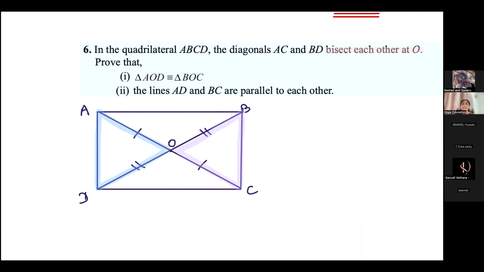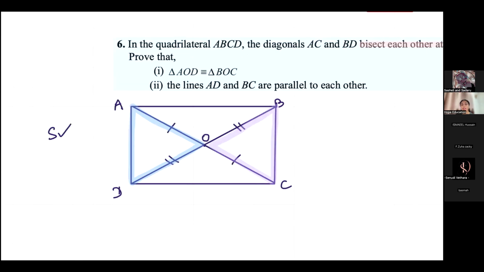Here AO side is equal to here OC side. Why? Because they were bisected by O, right? So that is one side pair. The blue triangle has the side AO, the purple one has OC. Then in the blue triangle, the side OD is equal to the side OB in the purple triangle. Again, because we said earlier they're bisected at O. So we have another pair of sides.